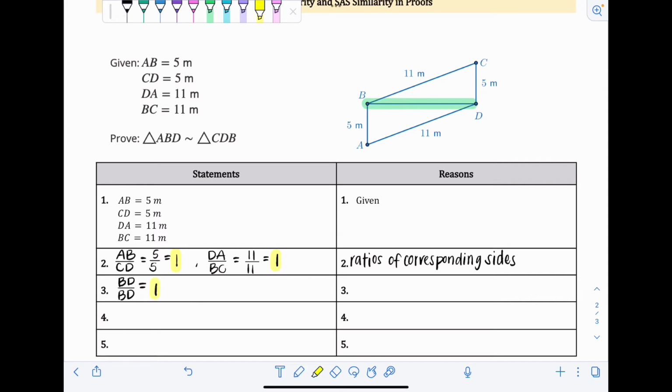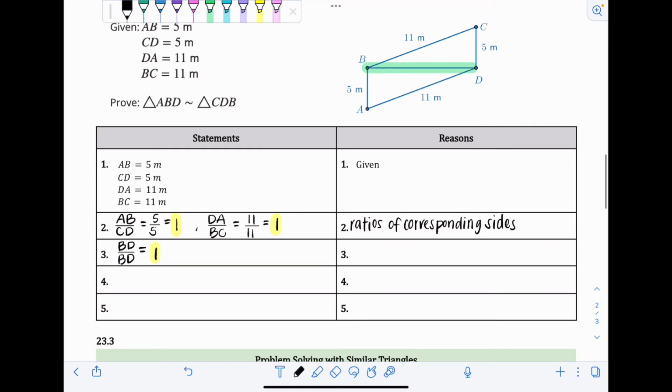So we figured out that all 3 of their ratios are equal to each other, so we're on the right track. For the reason for this one, it's basically the same as 2. All we did was find the ratio. So that's our reason: ratio of corresponding sides.